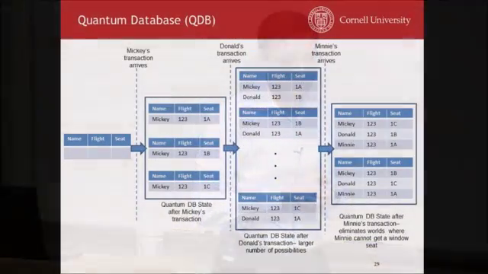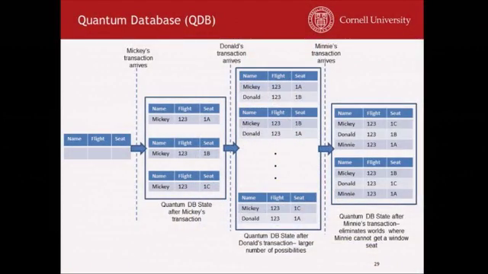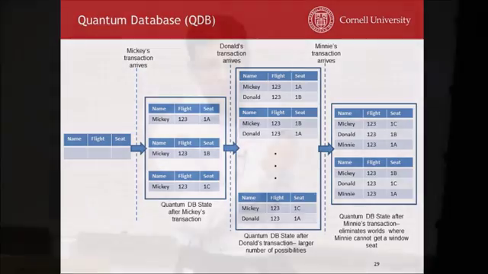Finally, when Minnie's transaction arrives, Minnie's transaction can only execute on two of these possible worlds, the ones in which there is a window seat available. So what we have effectively done is delay Mickey's seat assignment by maintaining all of these possibilities. We have allowed Minnie's transaction to successfully come in.